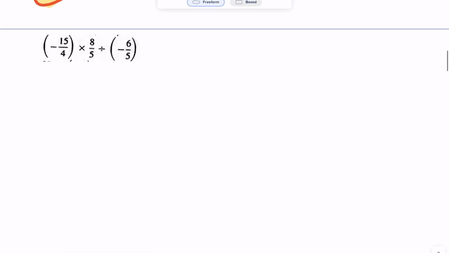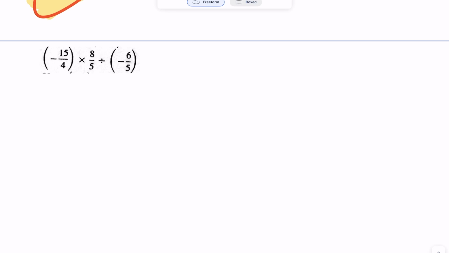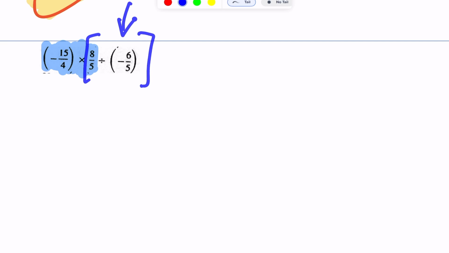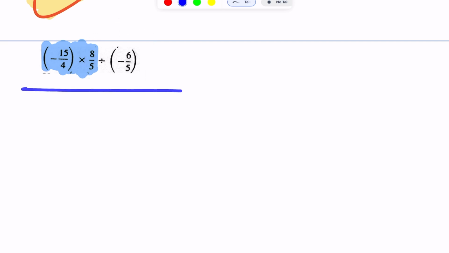For the next question, we're incorporating a bit of multiplication and division. In this situation, since there are no brackets defined, when you have multiplication and division, you just do it from left to right. If there were brackets around this, I would have had to tackle this first. Since there are no brackets given to us, we're just going to read this from left to right. So I'm going to tackle this one first.